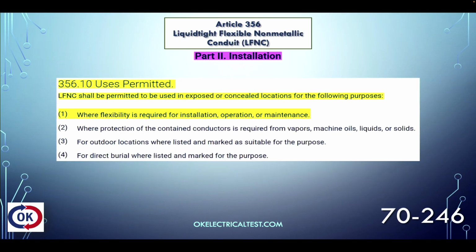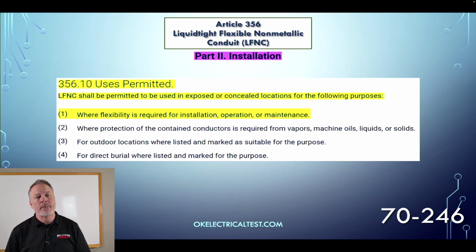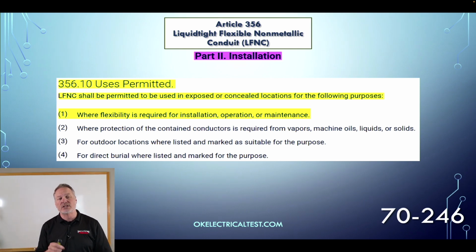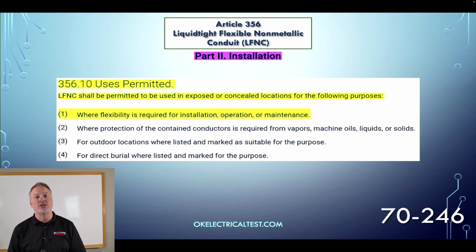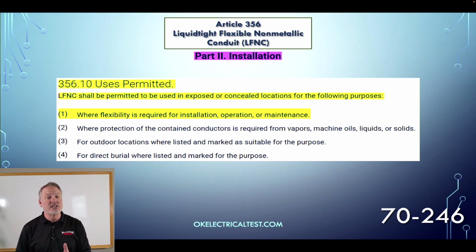Let's go to Article 356. Article 356 is LFNC, or liquid-type flexible non-metallic conduit. And we're going to go under Part 2 installation to 356.10, uses permitted. LFNC shall be permitted to be used exposed or concealed for the following purposes. Number one, where flexibility is required for installation, operation, or maintenance.